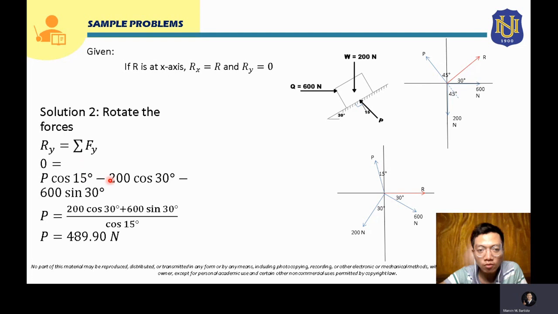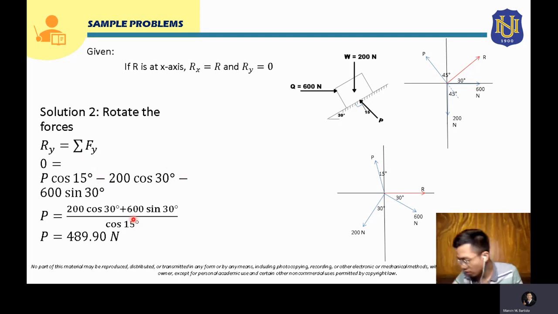Now for your 200 Newton force, the angle there is 30 degrees, and what you want here is the vertical component, which is the adjacent side of the triangle since the angle is here. So we will use cosine, no? That will be 200 cosine 30, and since it is directed downward, it will be negative. And for your 600 Newton force, the vertical component is 600 sine 30 degrees. Since it is directed downward, it will be negative here.